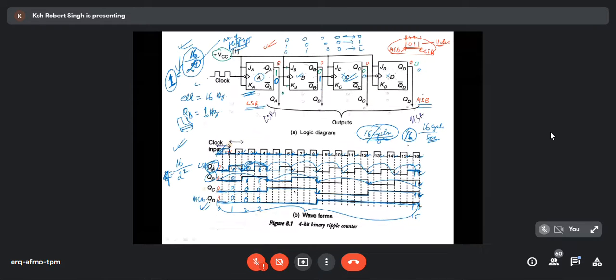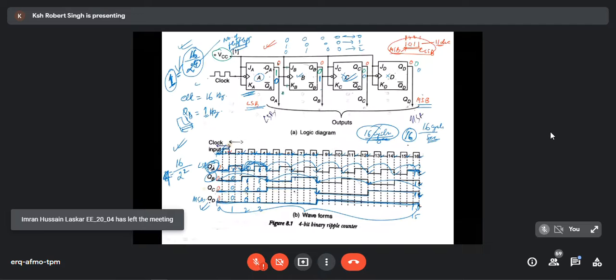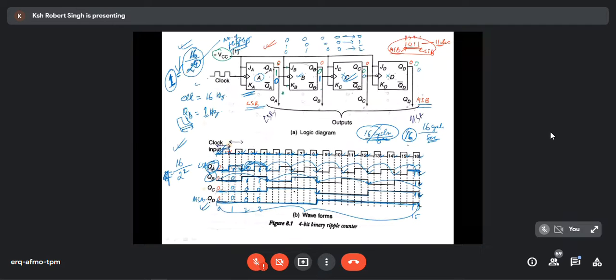Yes, sir. You can divide the clock frequency based on the number of flip-flops you are using. If you have 4 flip-flops, you can divide by 2 to the power 4, so 16 times you can divide. If you have 3 flip-flops, then 2 to the power 3, which is 8 times you can divide. Like that. So this is what you should know.